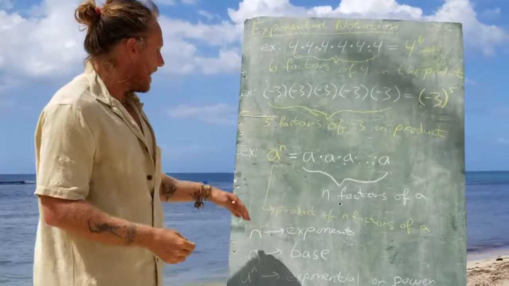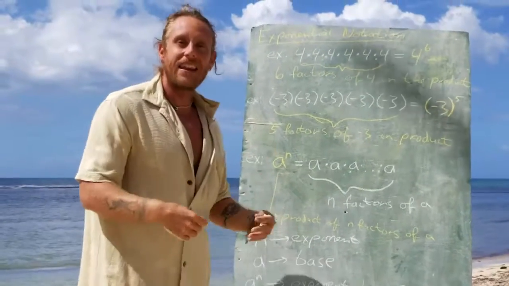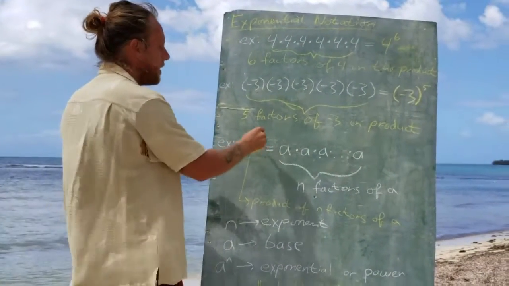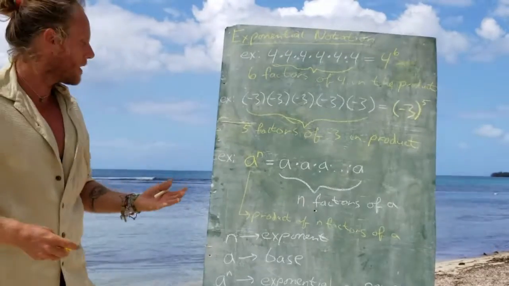So a to the n is representing a product of n factors of a. Or in other words, a multiplied by itself n times. That's what we're talking about with exponents.